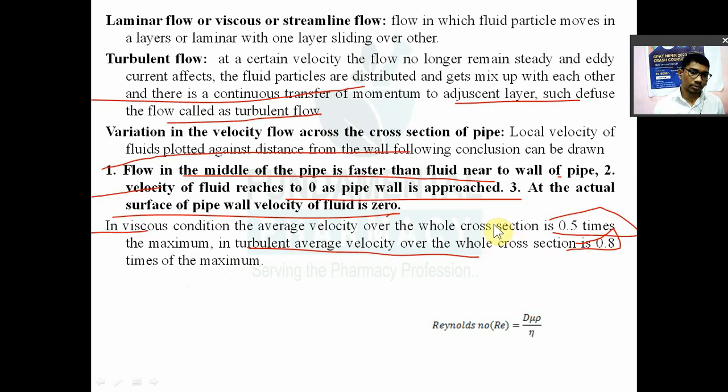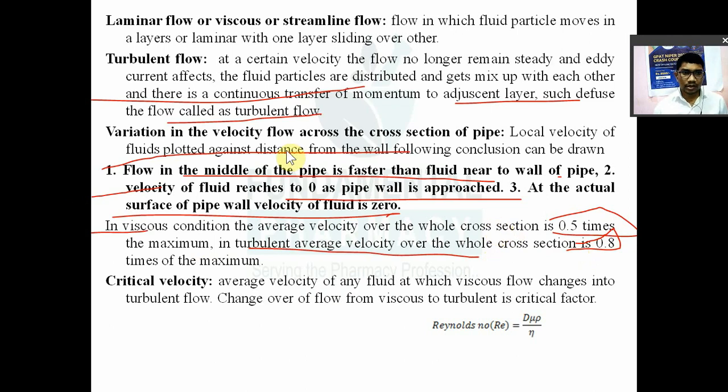Now critical velocity, I have told you, is the average velocity of any fluid at which viscous flow changes into turbulent flow. Change over of flow from viscous to turbulent is nothing but the critical velocity. So Reynolds number क्या है? Reynolds number is equal to d u rho divided by mu. Rho क्या है? Density. And mu क्या है? Viscosity. D क्या है? Diameter of pipe, and u is the velocity.